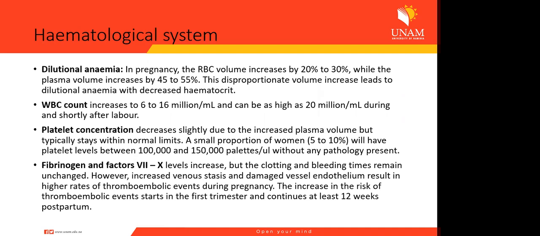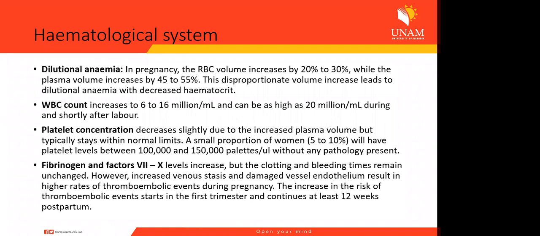All right, hematological system is not spared. That's what we call dilutional anemia. Dilutional anemia results from a disproportionate increase in plasma volume, as high as 45 to 55%, as against 20 to 30% increase in red blood cell volume. So you may have dilutional anemia with reduced HB. This may not be clinically significant, but just for us to know.